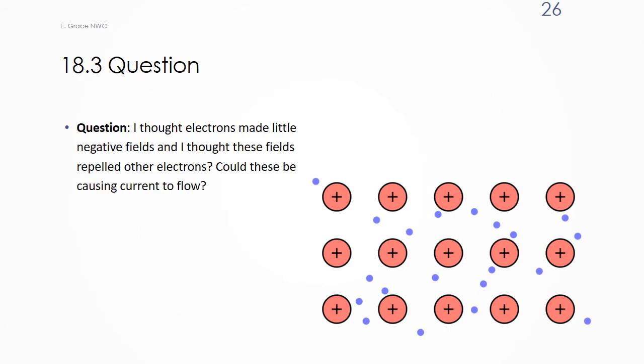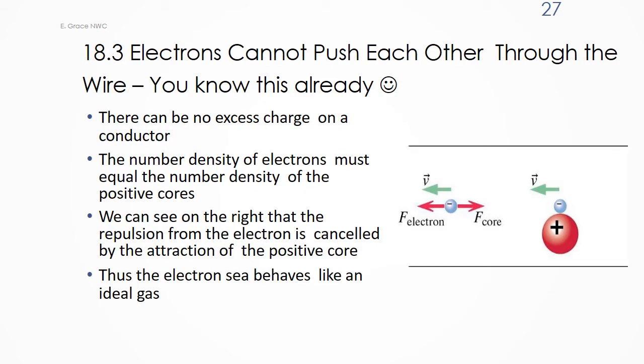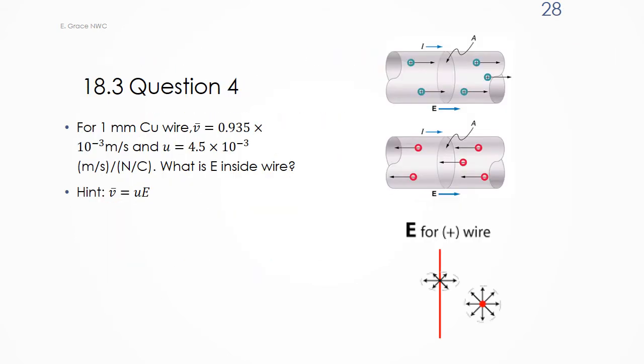Well, then you might ask, I thought electrons made little negative fields. Couldn't these little negative fields be repelling all the other electrons? Could this make current flow? And you know the answer to this one as well. It's nice to be reminded about how much you know. And this brings me to question number 4.